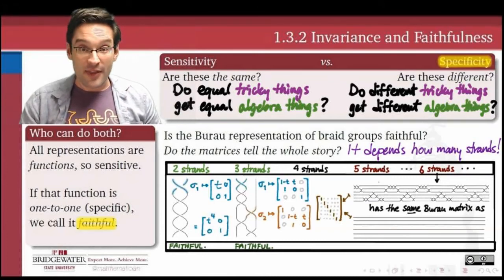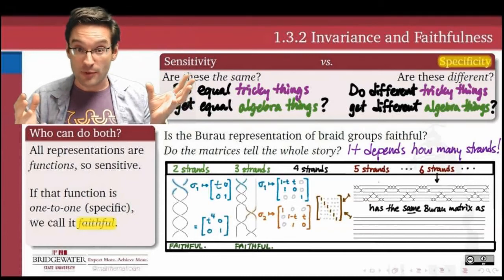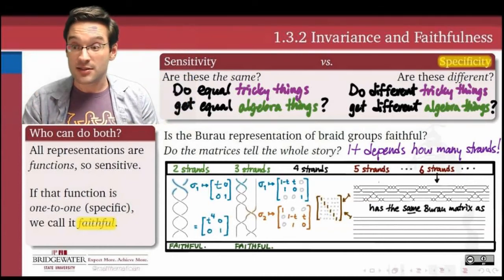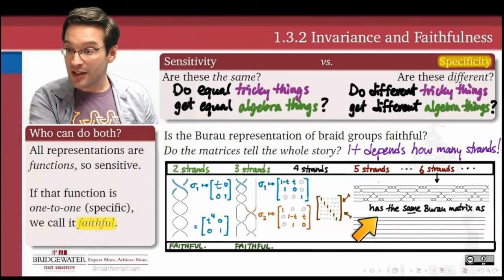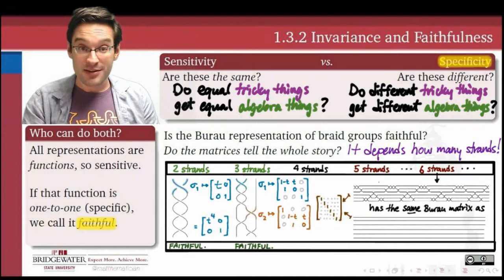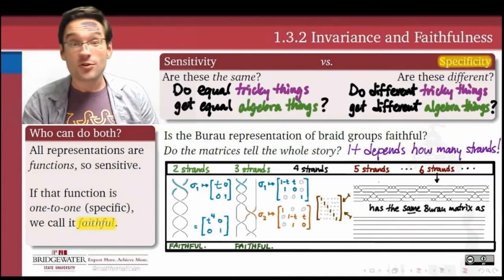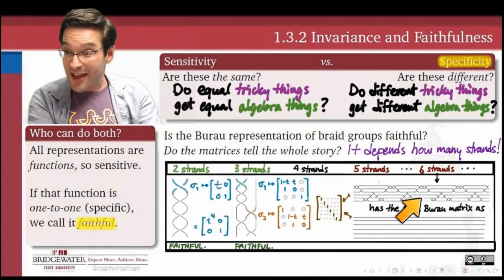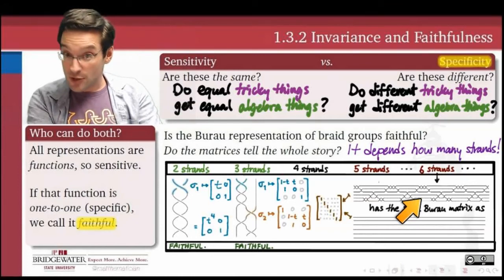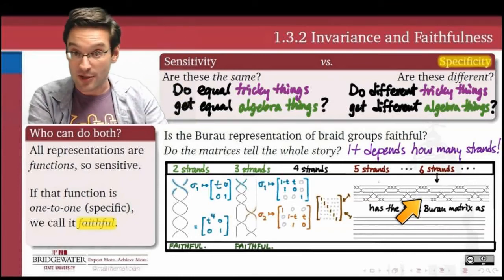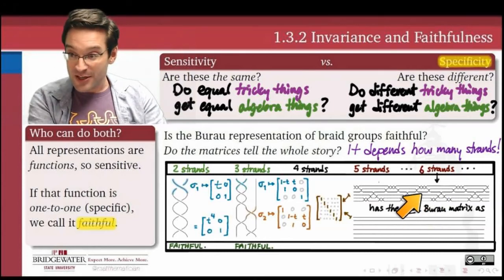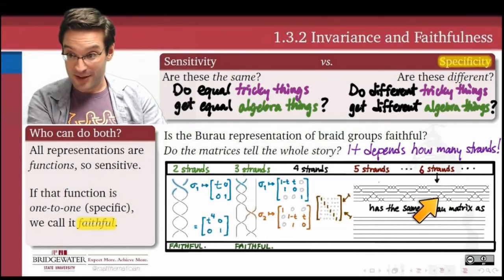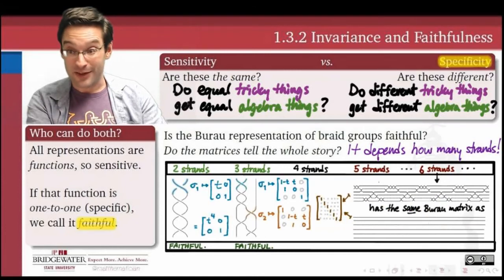It turns out that that nasty 44 generator braid on 6 strands actually has the same Burau matrix as a completely untwisted, untangled set of 6 strands. In other words, the trivial element of the braid group on 6 strands. The trivial element has the same Burau matrix as this definitely non-trivial element. We would have to prove that this is actually non-trivial, but this definitely non-trivial element of the braid group on 6 strands has the same Burau matrix as the trivial element does.